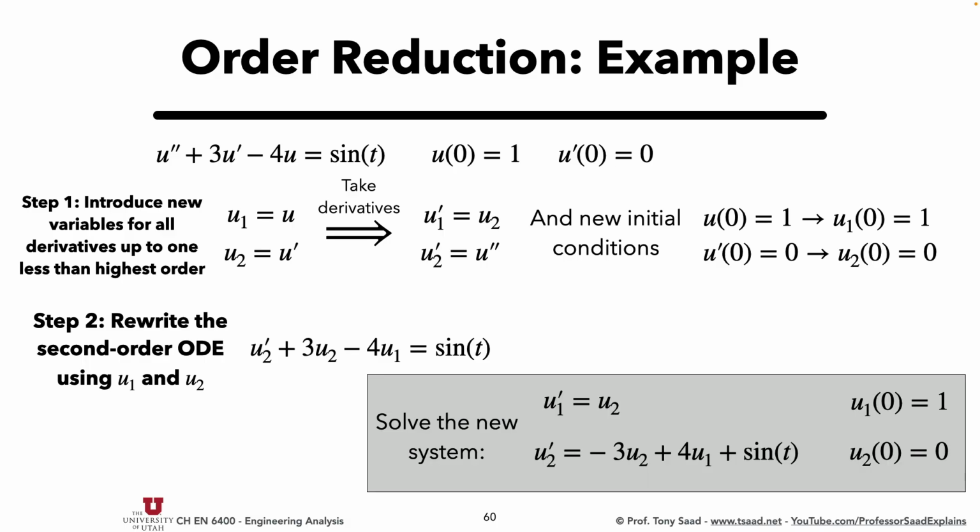u1 prime equals u2. u2 prime is minus 3u2 plus 4u1 plus sine t. And you get this. So u1 describes the displacement, and u2 describes the speed. Okay? So now you have a system of two first order initial value problems.